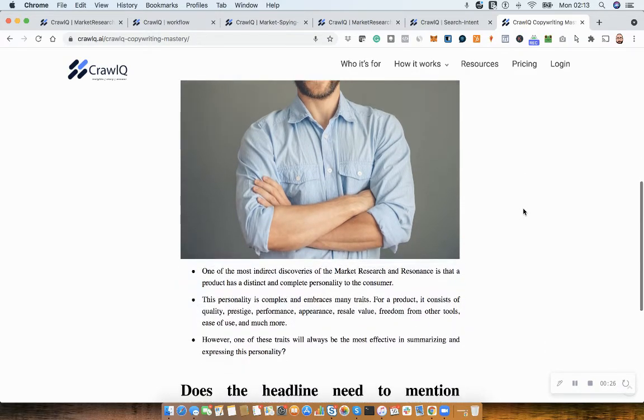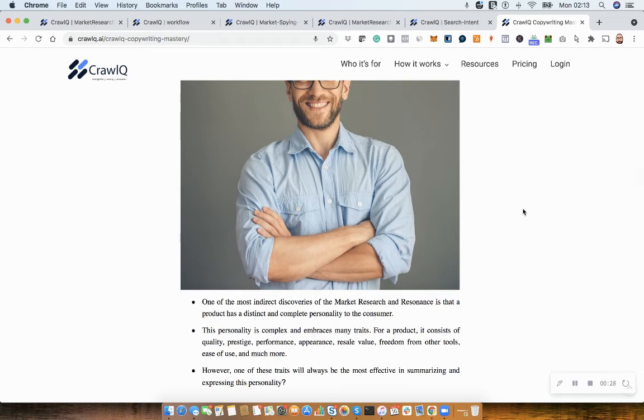One of the most indirect discoveries of market research is that a product has a distinct and complete personality to the consumer. When a consumer buys a product or avails a service, they have a personality of that product or service ingrained in their mind, and it's complete and distinct.